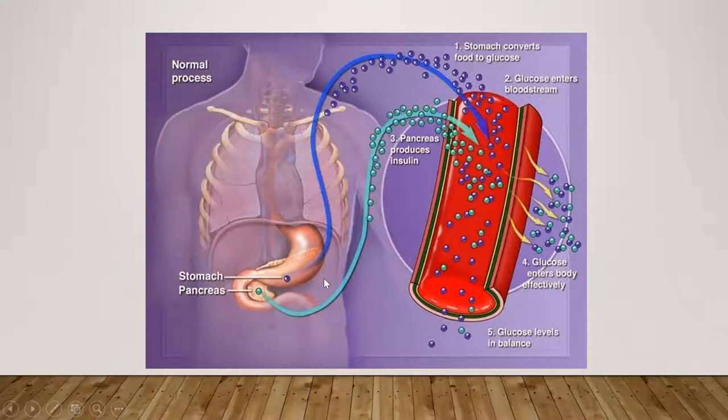See, the most important function of blood sugar or blood glucose is in the blood, because blood is one of the important transportation routes from where the sugar will reach each and every body cell. Now here, what we can see: first, the stomach converts food to glucose. Now we know the glycolysis, right? The glycolysis pathway where the glucose converts into the where?